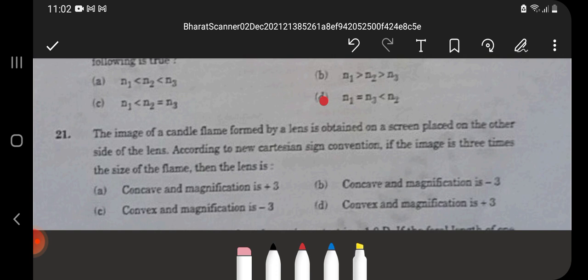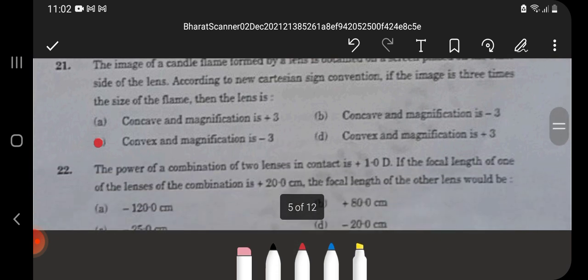21st answer is C. Convex and the magnification is minus 3.